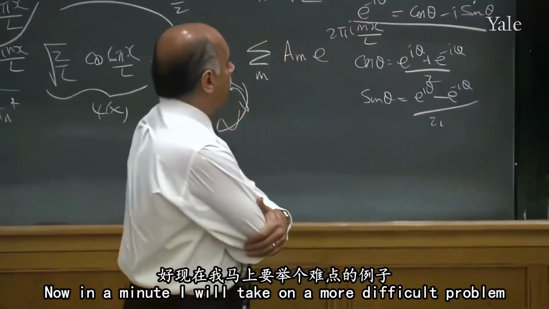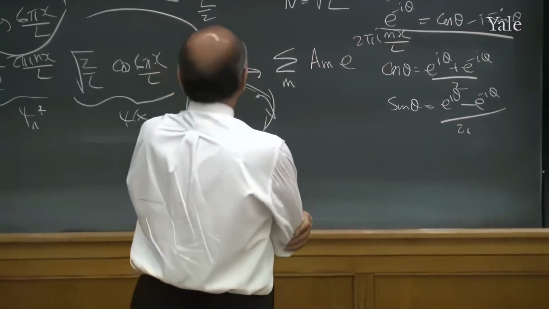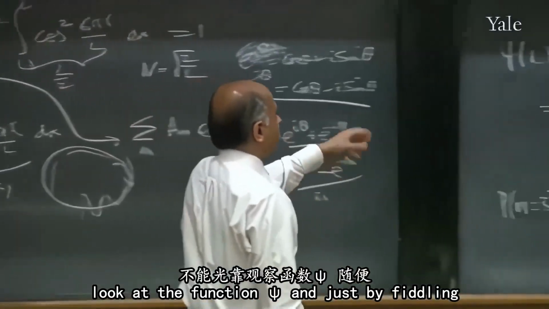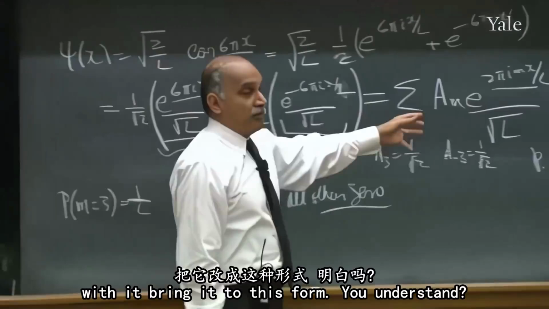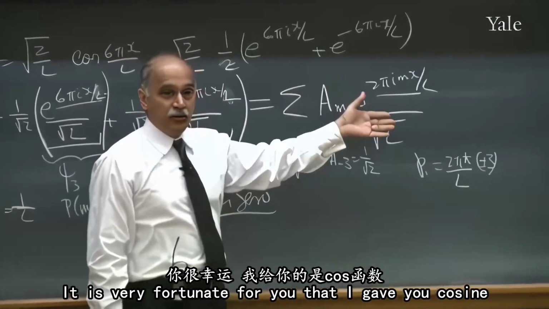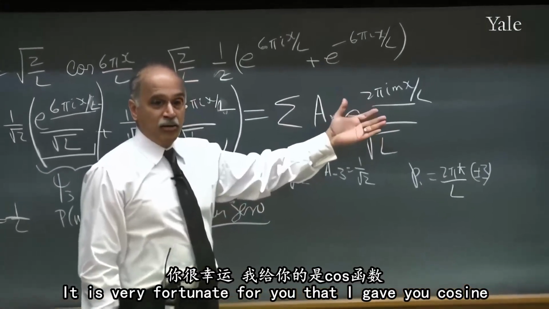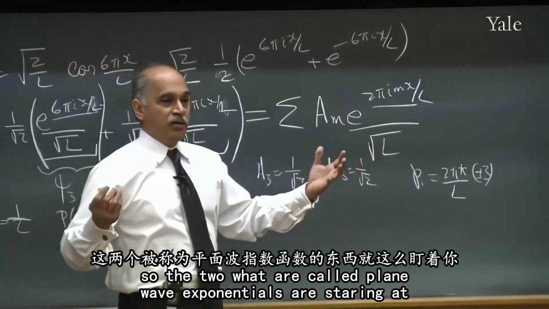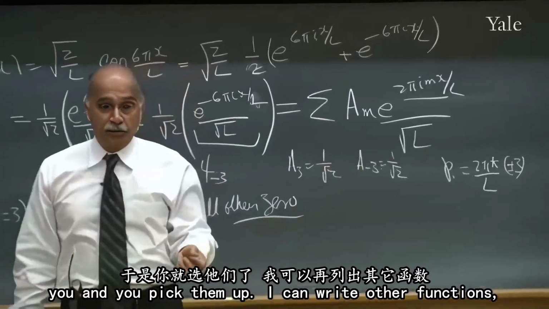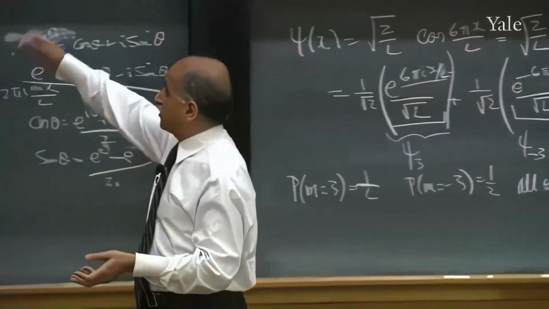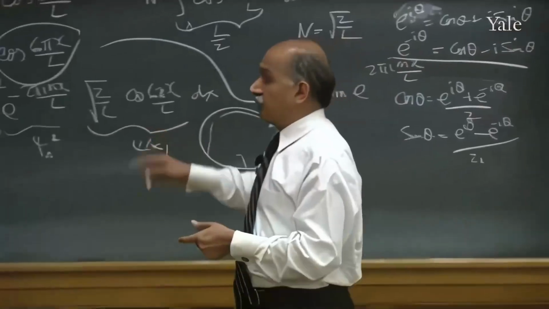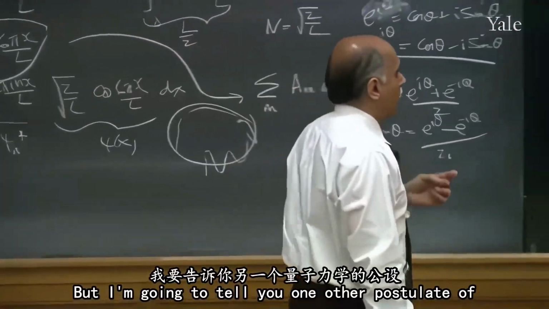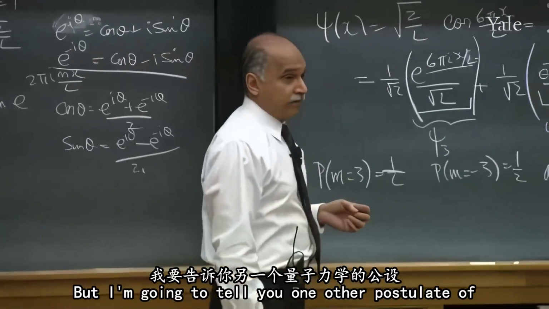Now, in a minute, I will take on a more difficult problem where you cannot look at the answer, you cannot look at the function psi, and just by fiddling with it, bring it to this form. Do you understand? It is very fortunate for you that I gave you a cosine, which is just the sum of two exponentials. So the two, what are called plane waves, exponentials, are staring at you and you pick them up. I can write other functions, crazy functions, for which you will have to do the integral to find the coefficient. But I'm going to tell you one other postulate of quantum mechanics.